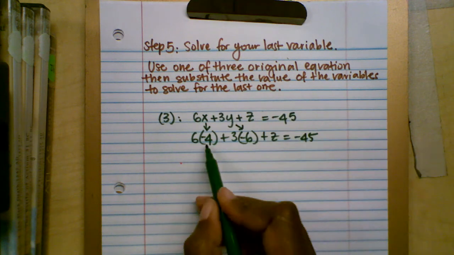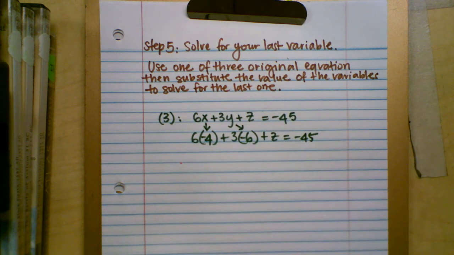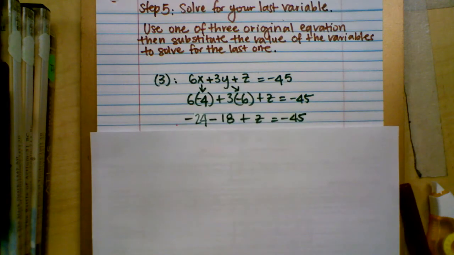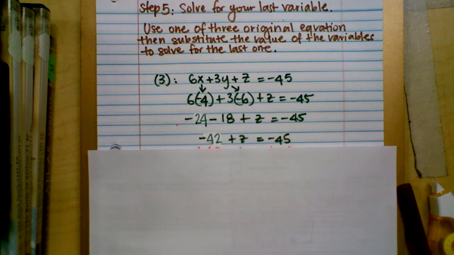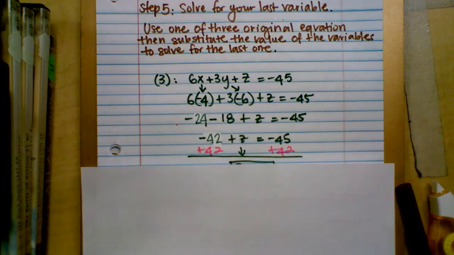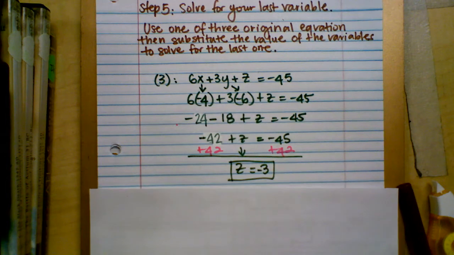Then I plug in the numbers, and all you have to do is compute and solve for z. So next, you multiply, and you get negative 24 minus 18 plus z equal negative 44. You combine like terms, negative 24 minus 18, to get negative 42. And again, you want to solve for z. So here you add 42 on both sides, and you get z equal negative 3.